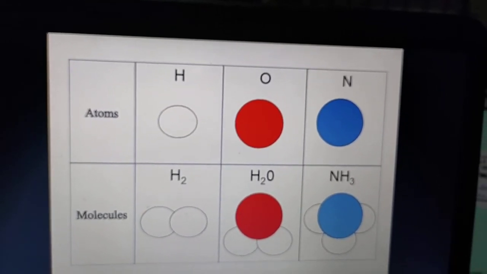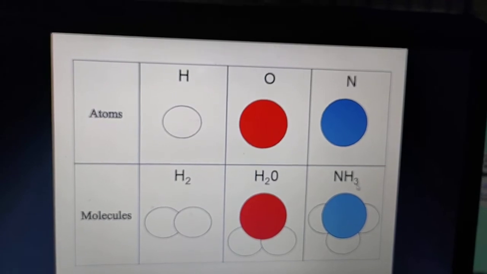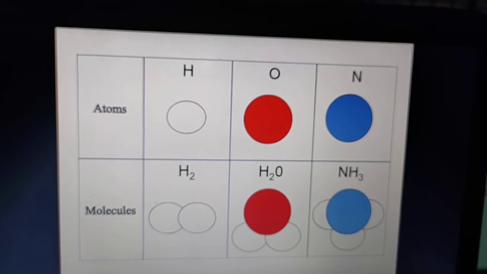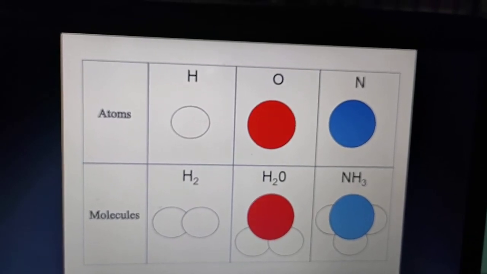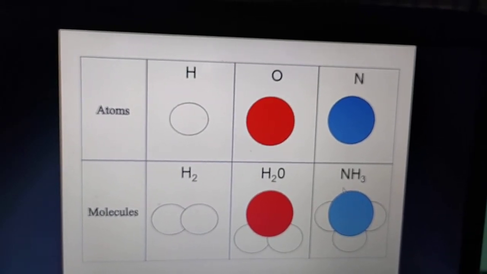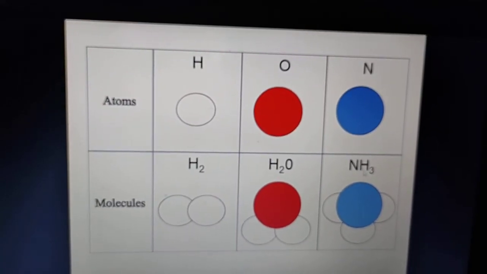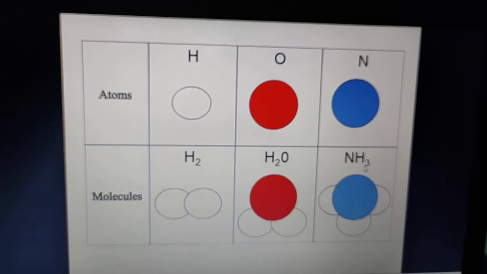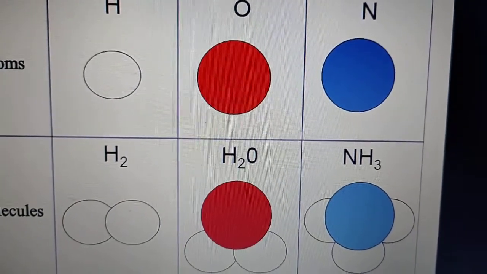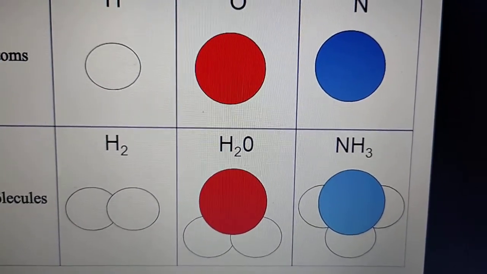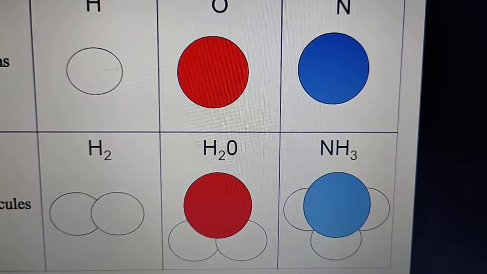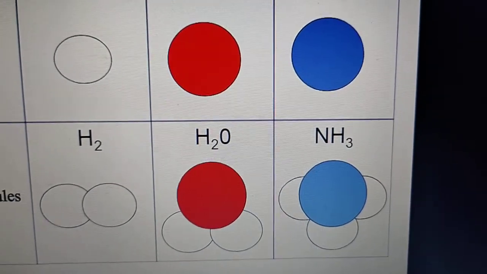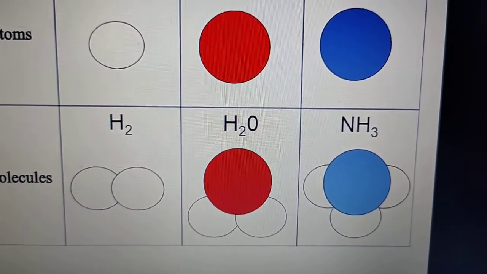And NH3, 1 atom of nitrogen and 3 atoms of hydrogen together act as a single unit and move as a single unit. So it is a molecule as it is a collection of nitrogen and 3 atoms of hydrogen. So this H2 is the molecular formula of an element, and H2O and NH3 are molecular formulas of a compound. Right, first of all let's focus on the molecular formula of an element.